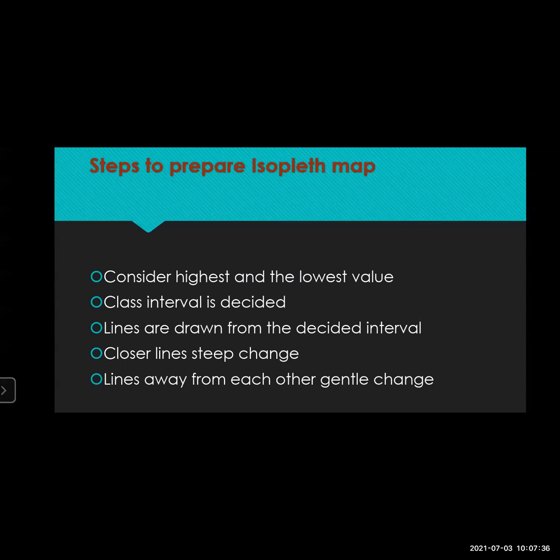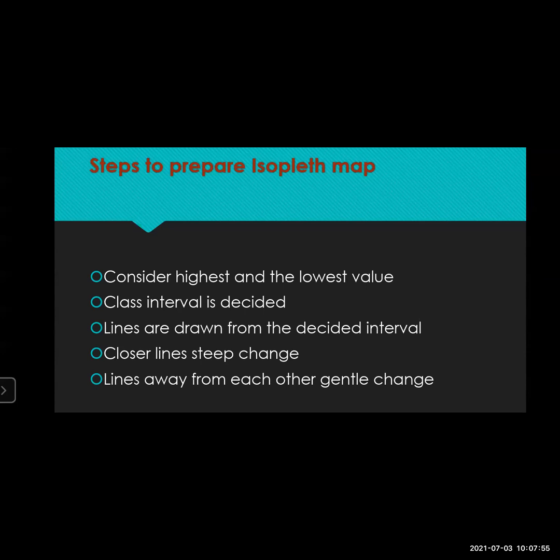How much will you take? 20 you will take, then 20 to 40, 40 to 60, or you will take 10 to 20, 20 to 30. So this is called the class value. Everything depends on your values. So that is why class intervals are decided.